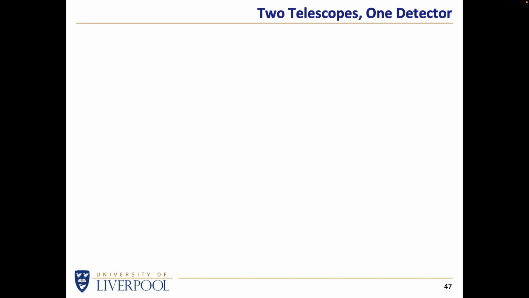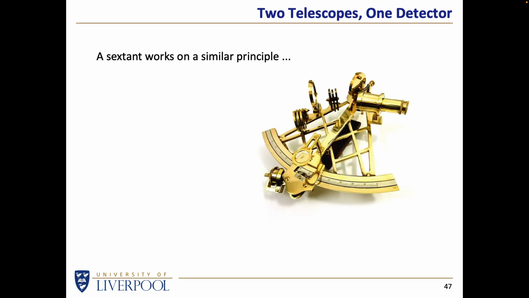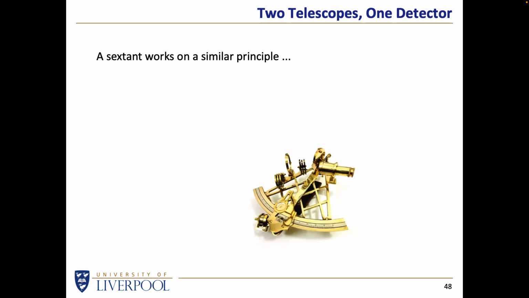But this idea of 2 telescopes, 1 detector, isn't that crazy, putting 2 sets of stars on the same set of CCD chips? Not as crazy as it sounds, and there actually is a precedent for this. If you think about it, what does a sextant do? Now, I'm sure that those of you who rely on GPS in your car have got a sextant in the boot, just in case you need to navigate home. But what does a sextant actually do?